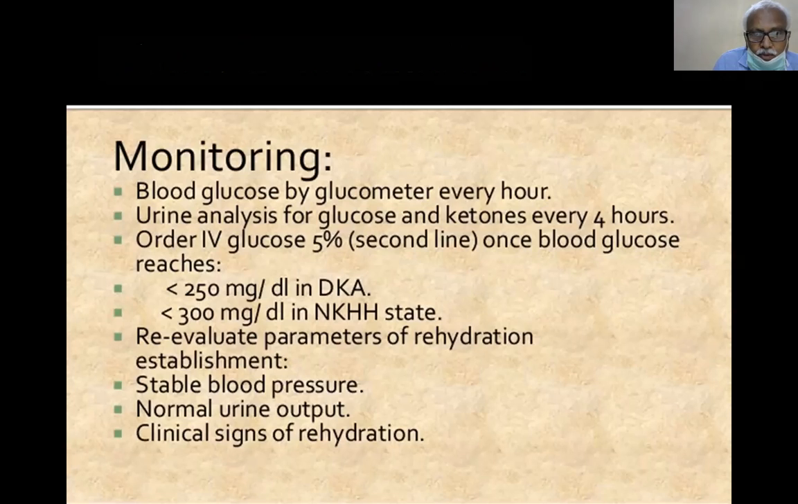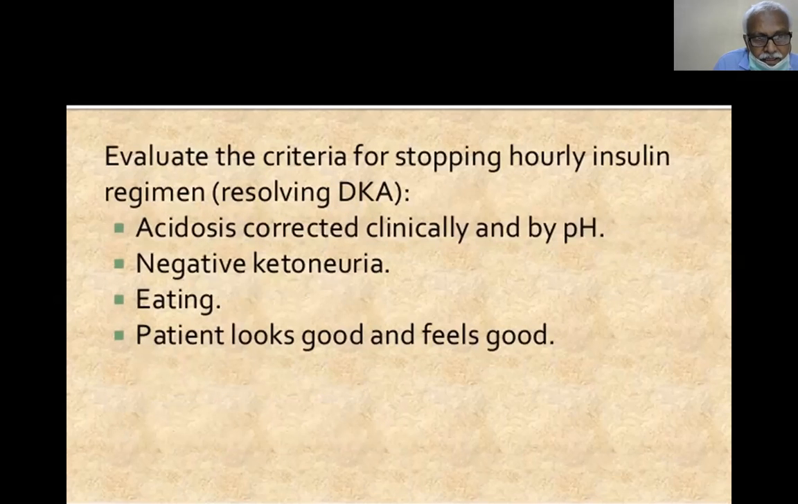Blood glucose should be monitored by glucometer every hour. Urine analysis for glucose and ketone bodies should be done every 4 hours. We have to order IV glucose 5% if glucose declines suddenly to less than 90 milligrams. So rapid decline is not advised. Reevaluate the parameters of rehydration. Stable blood pressure should be achieved. Normal urine output should be achieved. Clinical signs of rehydration should come.